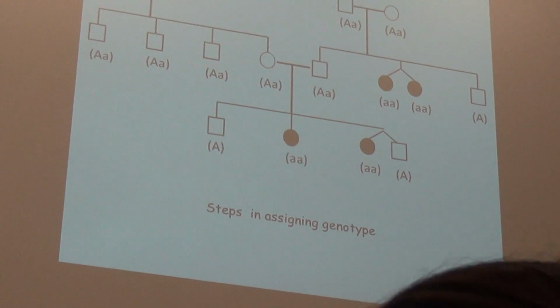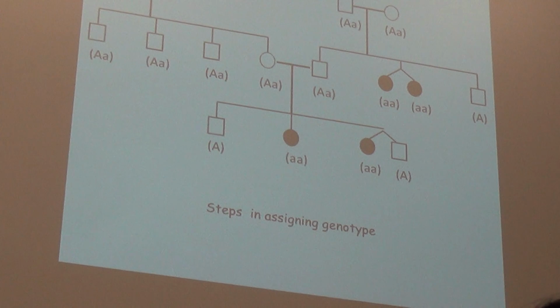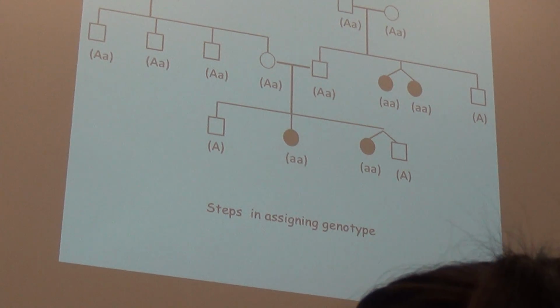And then all of the offspring of a homozygous recessive must have at least 1 recessive allele. Right? So here is a homozygous parent, and so they must have given a little a to all of these individuals here. Right? So you can fill in this gap.